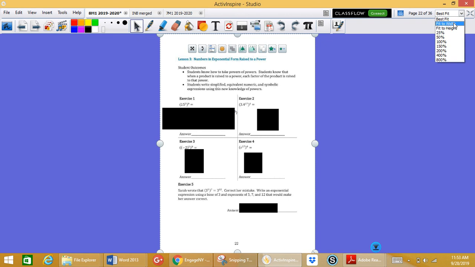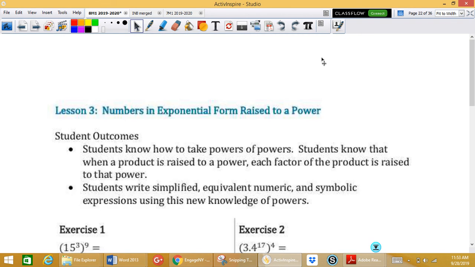Lesson 3. Numbers in exponential form raised to a power. Students will know how to take powers of powers. Students know that when a product is raised to a power, each factor of the product is raised to that power. Students write simplified equivalent numeric and symbolic expressions using this new knowledge of powers.